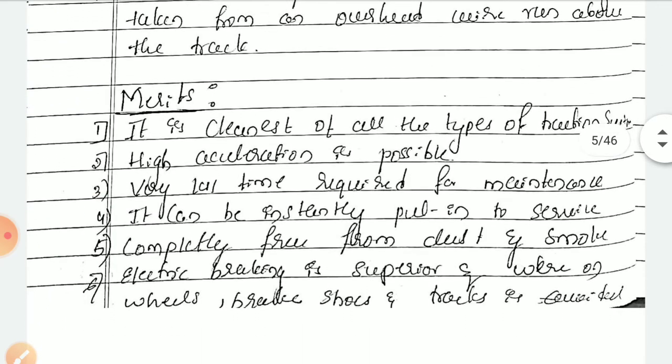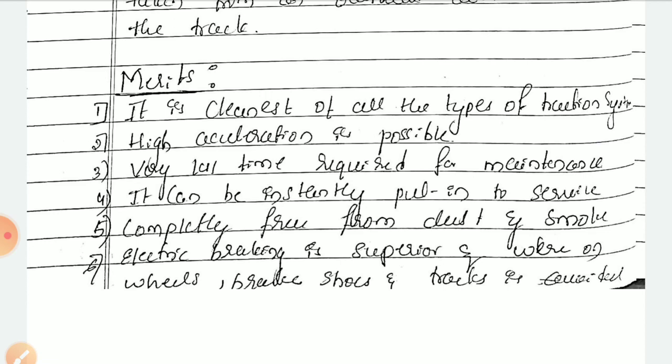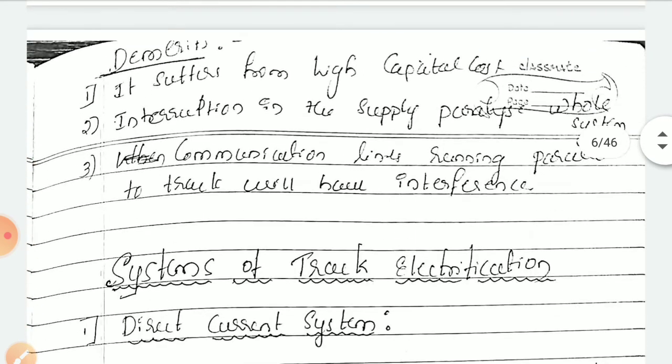The merit of track electrification is that it is the cleanest of all types of traction systems, and high acceleration is possible. The acceleration is very high here, and very little time is required for maintenance. It can be put into intensive service, and it is completely free from dust and smoke. There is no dust and no smoke from this electric drive system, so we can say it is pollution free. The electric braking is superior, and wear and tear on the wheels and brake shoes is minimal. These are the advantages of the electric traction system.